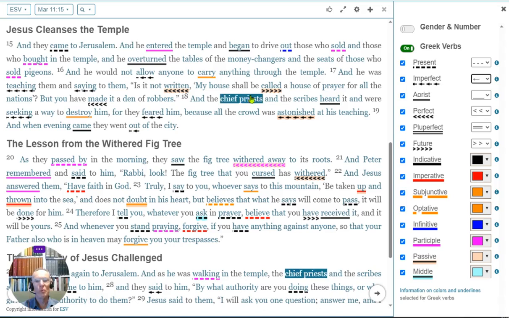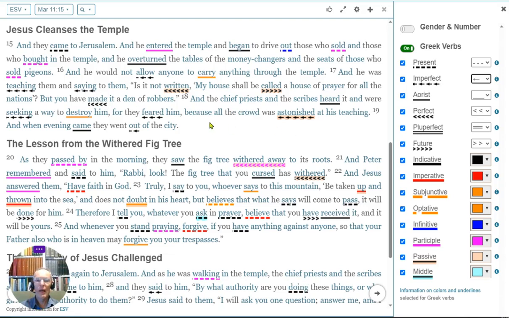My house will be called a house of prayer. And notice these are both passives. Here we see that the background to the underlining is sort of orange color, like here. So it is written, passive, and my house shall be called a house of prayer. But you have made it into a den of robbers.